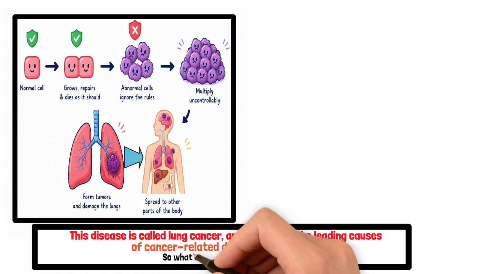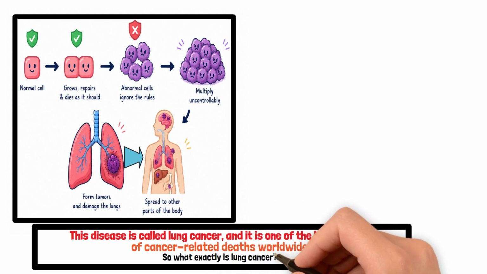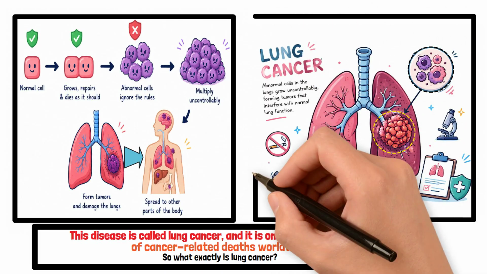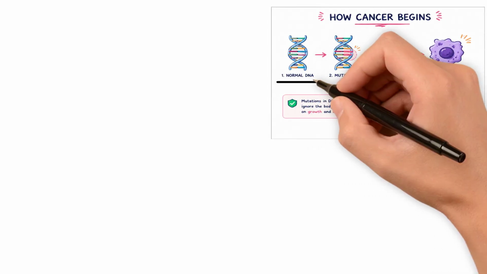So what exactly is lung cancer? Lung cancer is a disease in which abnormal cells in the lungs grow uncontrollably, forming tumors that interfere with normal lung function. Like all cancers, it begins when mutations occur in the DNA of cells, causing them to ignore the body's normal controls on growth and division.